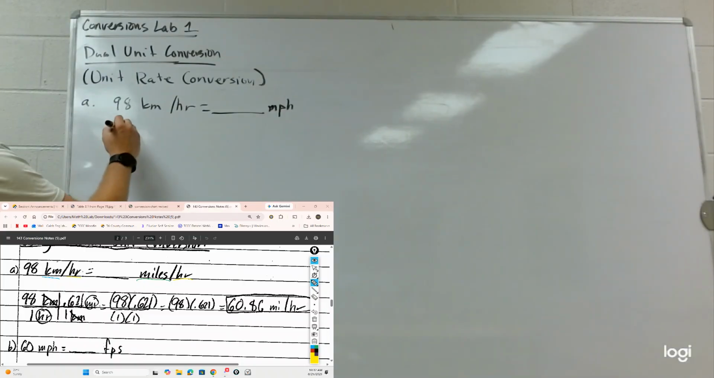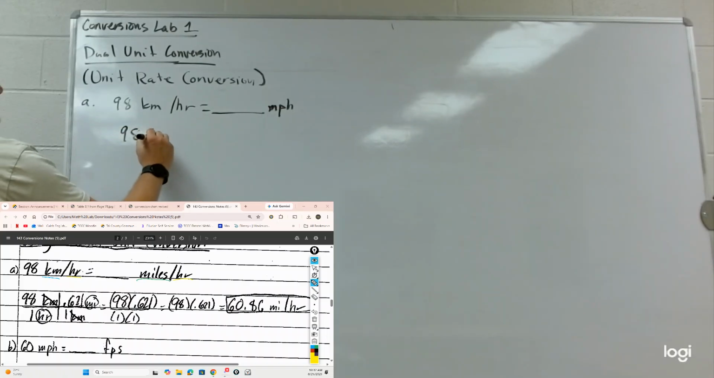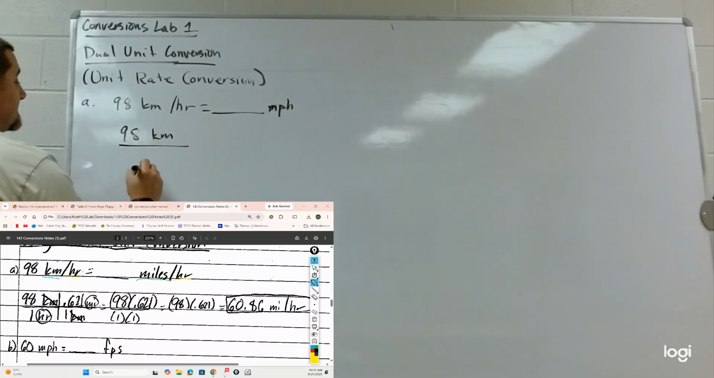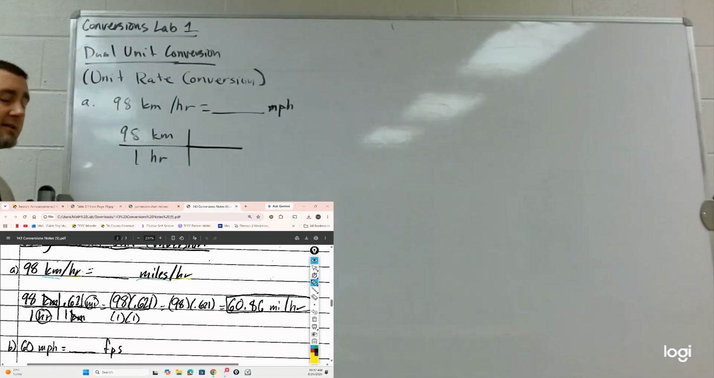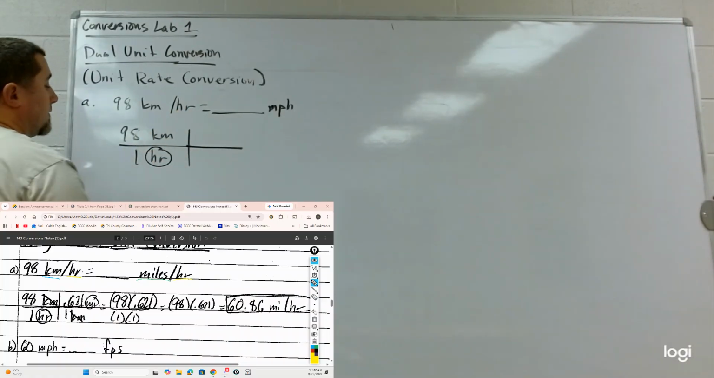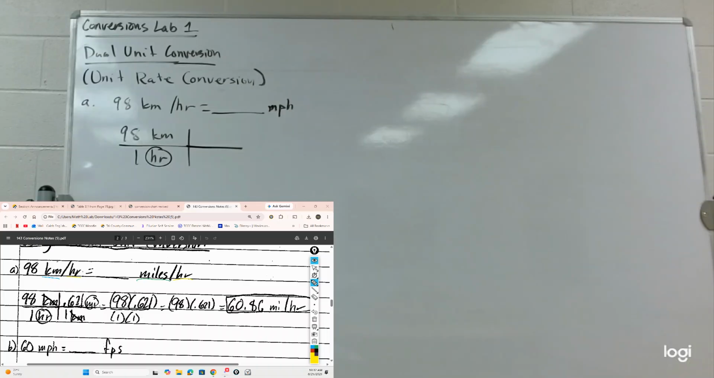So our first table, instead of just having one unit in the top and nothing underneath it, is going to say 98 kilometers over 1 hour, because that's what the unit rate is. That's what a speed is. 98 kilometers per hour means that you're traveling 98 kilometers every 1 hour. So that's why that's written that way. And because we like to write rates as fractions, it helps us. So when we go to get out of this, we know that the hours, since they're the same, we're not going to mess with that. We're going to leave it alone.